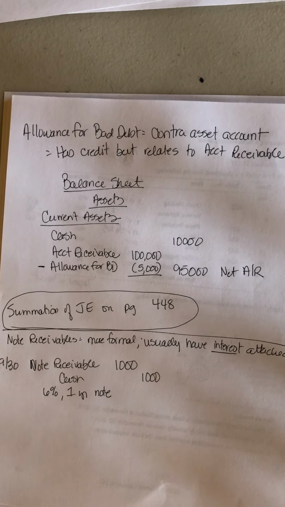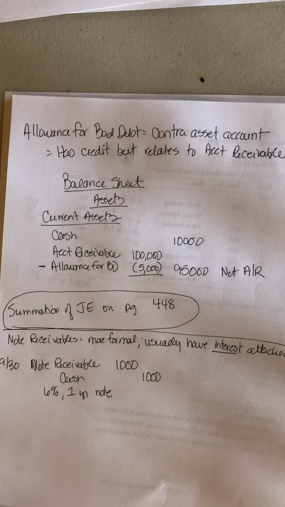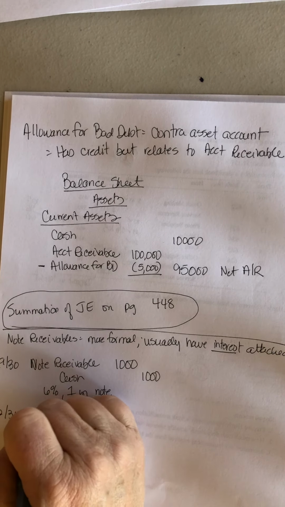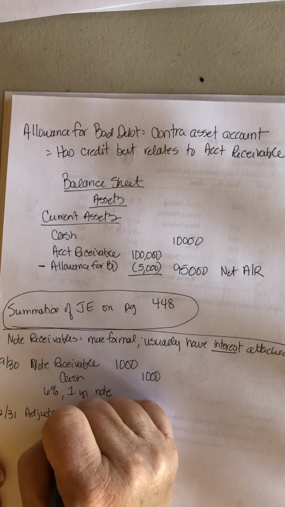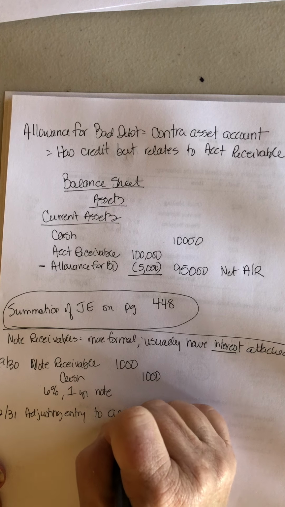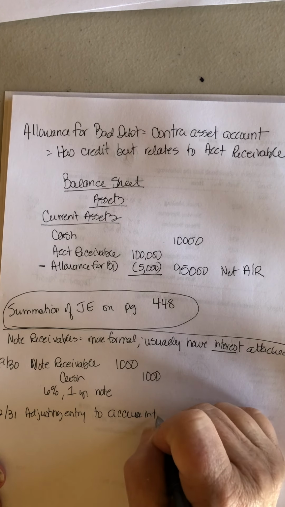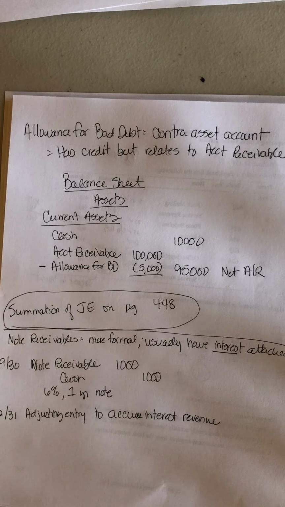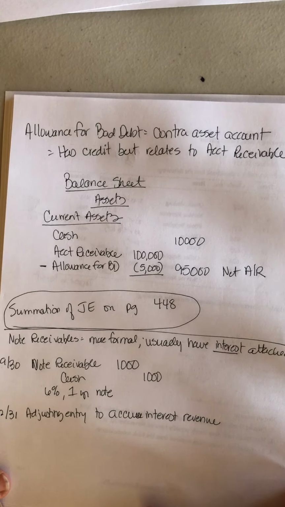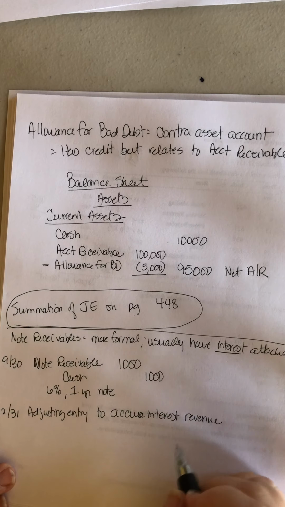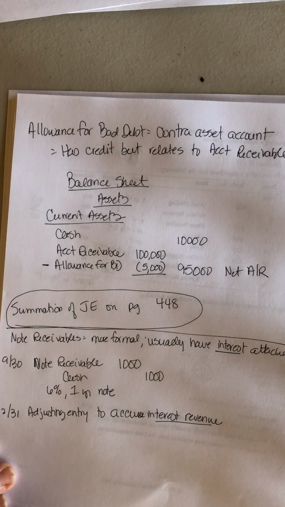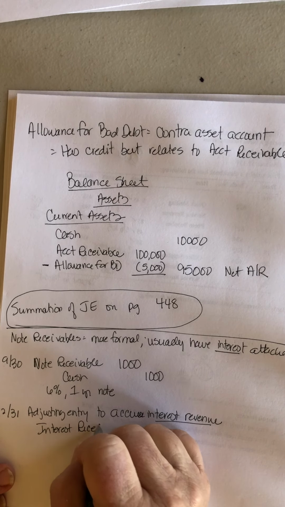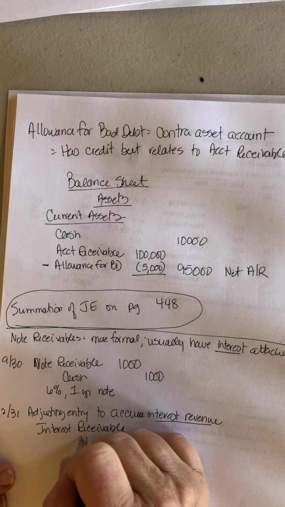Now what happens though, Smart Touch's year end is December 31st. So at December 31st, we need an adjusting entry to accrue interest revenue. Remember, I'm accruing interest revenue, so she's going to owe me some interest revenue. That's going to be interest receivable as the debit, and I'm going to credit interest revenue.